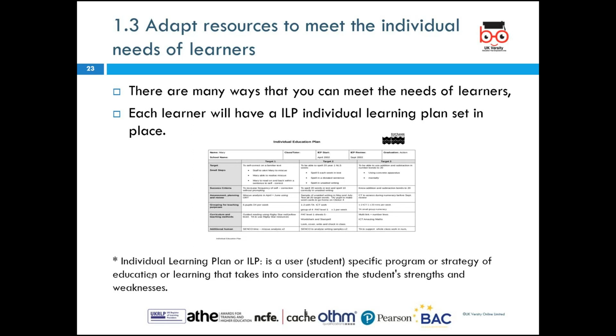Now, this ILP, this learning plan, isn't set in stone. It will change throughout. So if you see that a child is progressing quicker, it'll go on to the next level. You'll be like, we're going quicker on to target 2. But if you find that they're progressing slower, you'll put adaptations into it. So you're always looking at it.